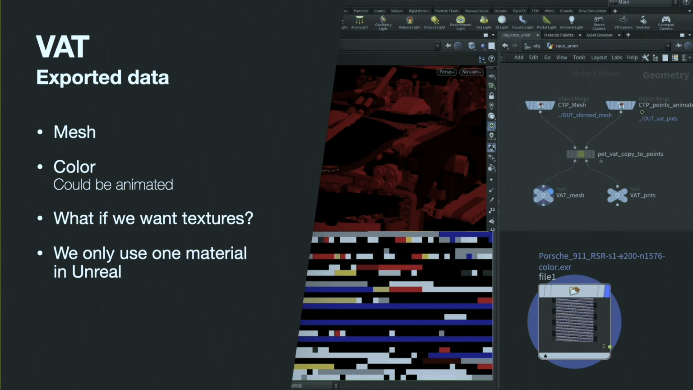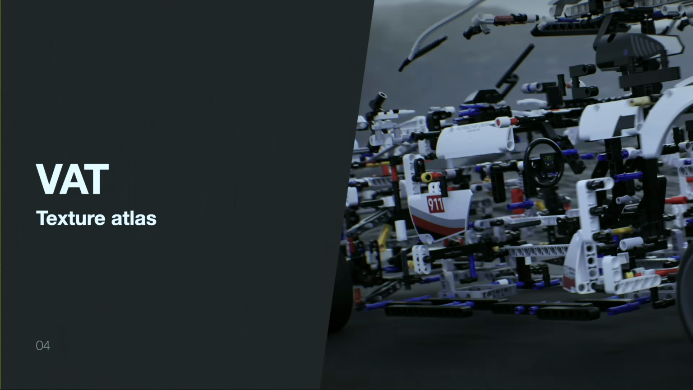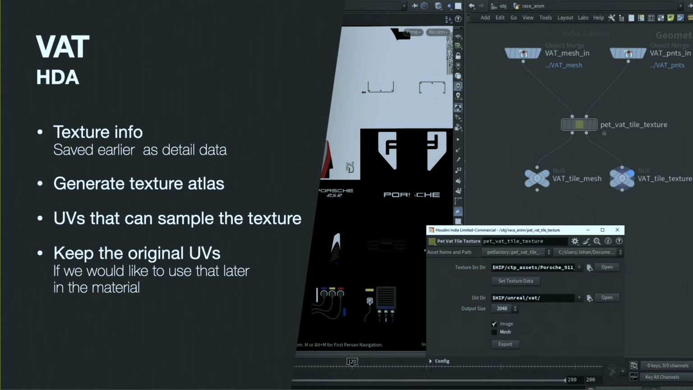So now we have the mesh and we have the Vertex Animation Texture. We could take this mesh into Unreal and animate it using this texture. But we are missing the textures, because we have one material, and one material can only sample a limited number of textures. So we need a way to sample multiple textures in an efficient way. So I created this HDA that will look at the textures that we saved in the previous step, and create a texture atlas. It will place every texture in a grid, and then set up UVs so we can sample it in one sample node in Unreal.